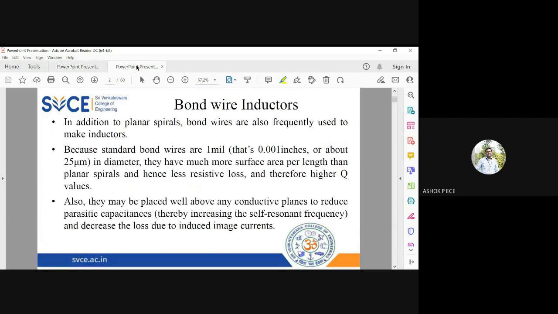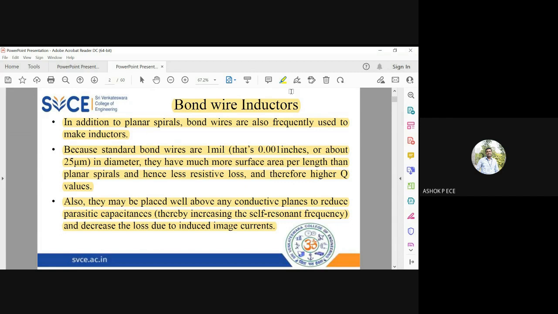So the next type of inductor is bond wire inductors. In addition to planar spiral, bond wires are also very frequently used to make inductors. Bond wires are 25 micrometers in diameter, so they have more surface area, and therefore the relative loss is going to be less. When the loss is less, the inductors produce a very high quality factor. They can also be placed above the conductive plane to reduce the parasitic capacitance.